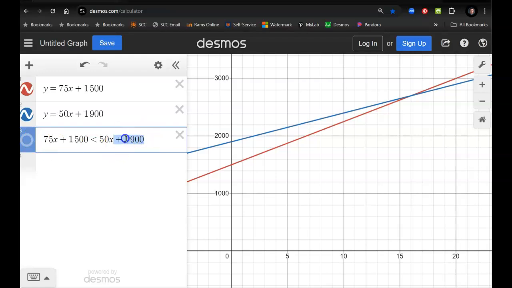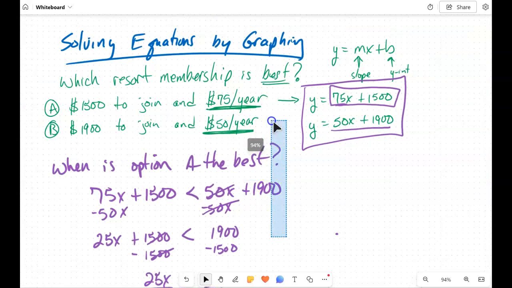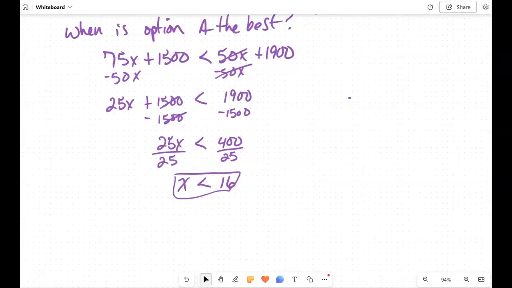Now, if I come here and put in this inequality, like we were just solving, and activate it, look at what happens. It shows me that my solutions are all of the x values to the left, shown by the shading, left of 16, which again was our answer. Anything less than 16. So there you go. There's how we solve this question looking at it from that point of view using inequalities.